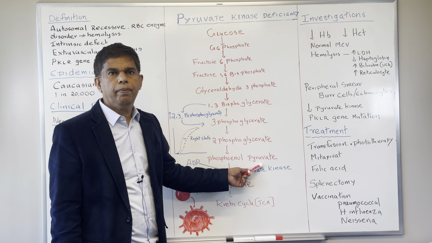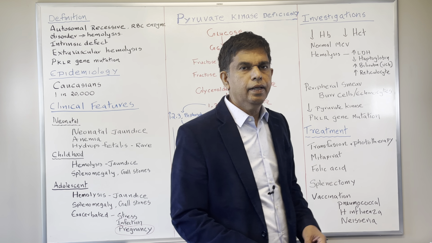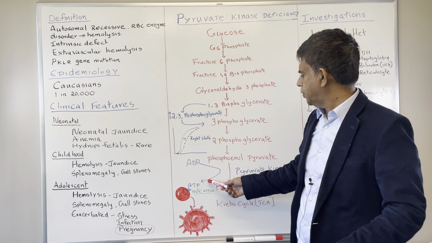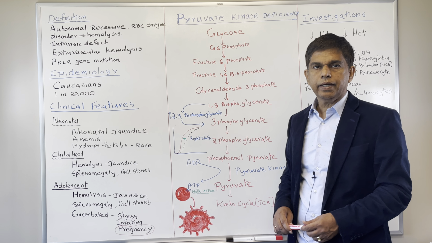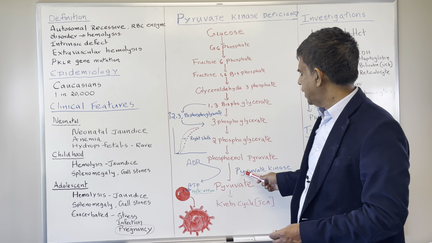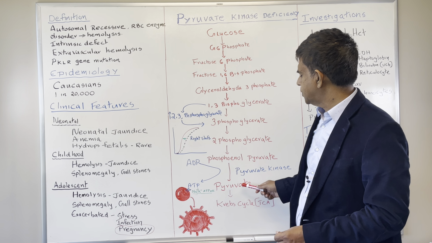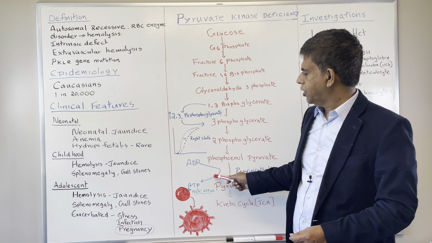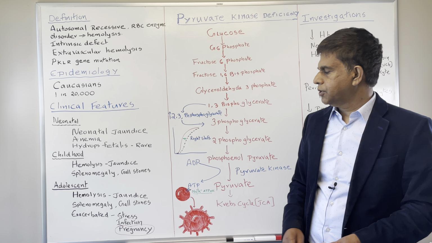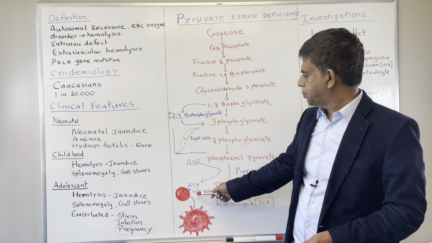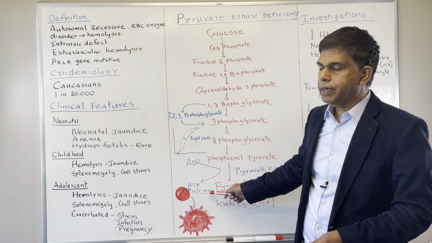Okay, this is the main thing: we need the enzyme. What is that? Pyruvate kinase. Okay, remember, this is the most important step. If you don't have the pyruvate kinase, this is the mutation happening. If you don't have this pyruvate kinase, ADP will not be converted into ATP, and ATP is needed for the sodium potassium ATPase to work.